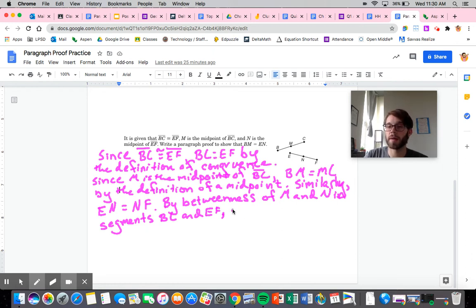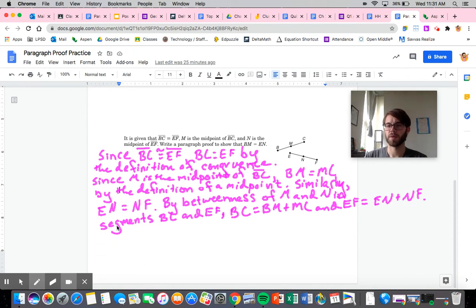We know from our prior information about betweenness, BC is equal to BM plus MC, and EF is equal to EN plus NF. Now, again, what you could have done here is you could have broken this up into two different statements and reasons. But ultimately, these were going to be ones where they have the same argument, so you could have used a similarly afterwards, but I just put it all together in one. That's totally valid. That's perfectly fine.